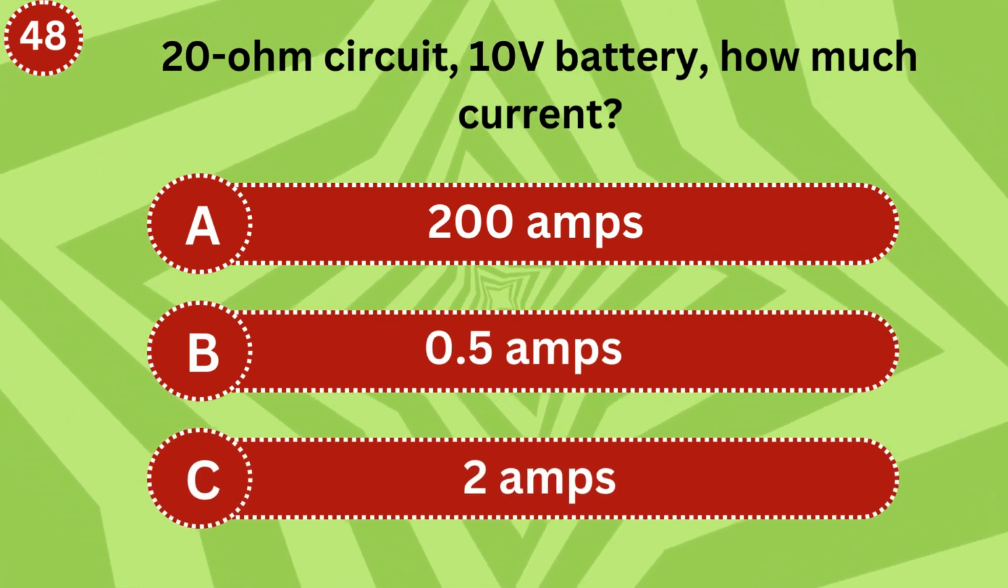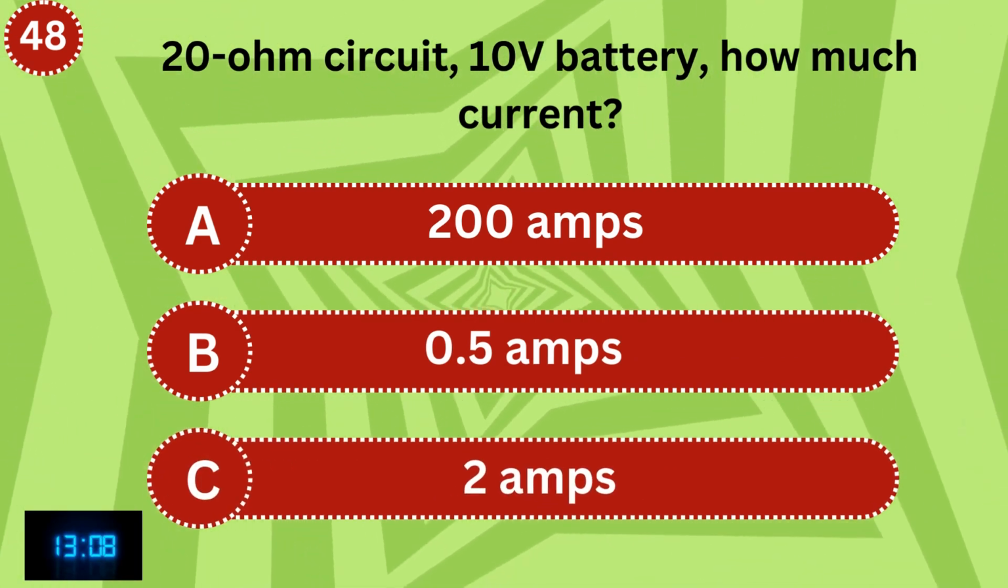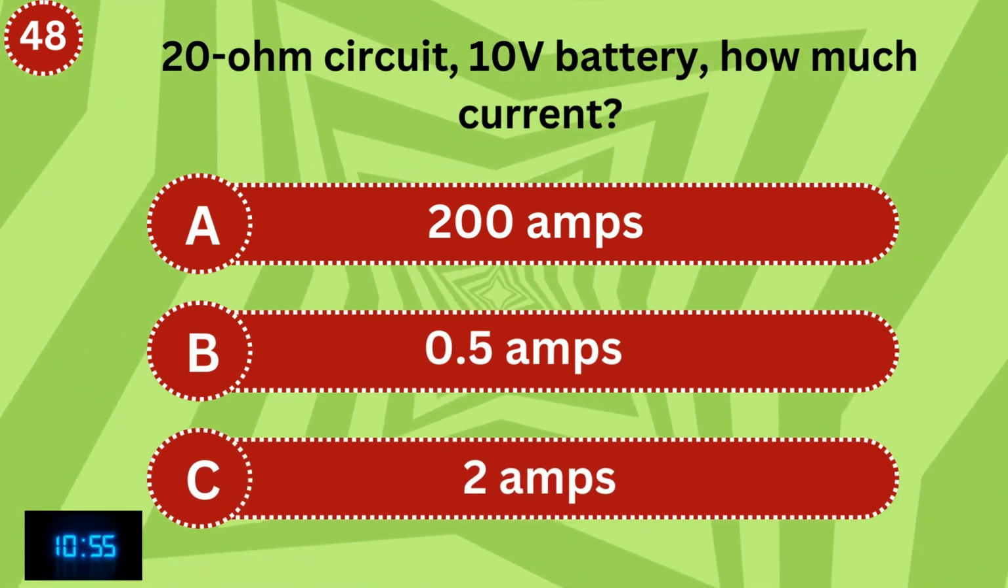20 ohm circuit, 10V battery. How much current? 200 amps, 0.5 amps, 2 amps.